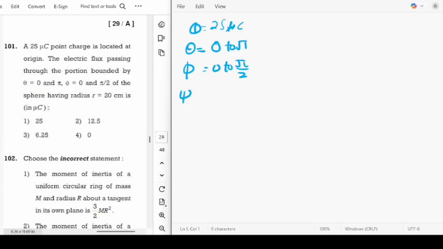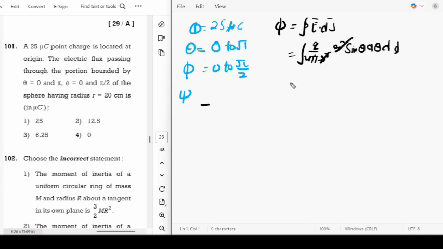So to find the flux, phi is equal to the integral of E dot ds. Here E is q by 4 pi r square, and the charge element is r square sin theta d theta d phi. R square cancel each other. Q by 4 pi comes out of our bracket. Now phi is varying from 0 to pi by 2 and theta is varying 0 to pi. Sin theta d theta d phi.